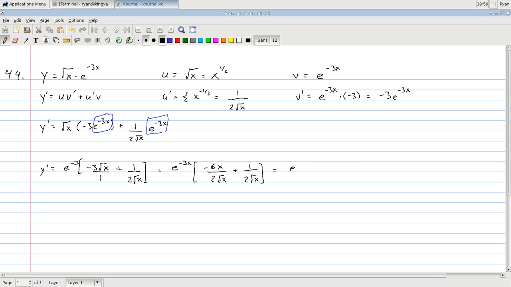And now we can go and combine those numerators together. So we've got e to the negative 3x times 1 minus 6x over 2 square root of x. And that's our derivative using the product rule.